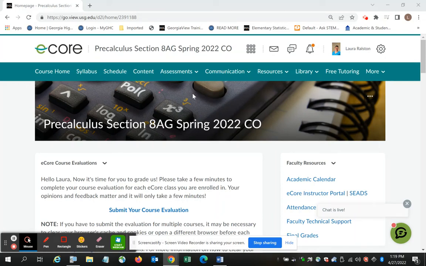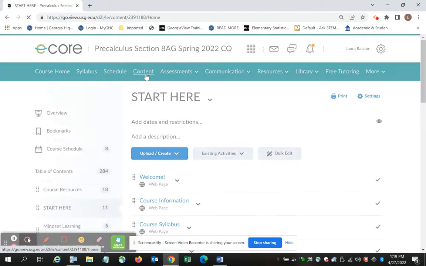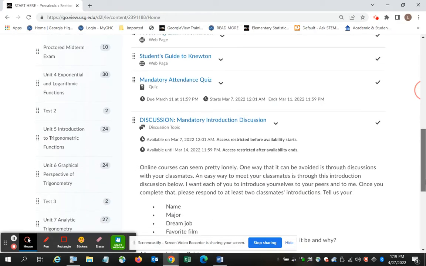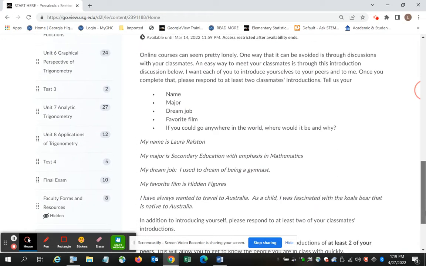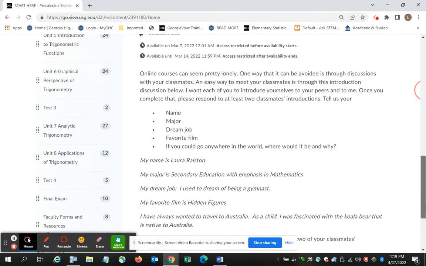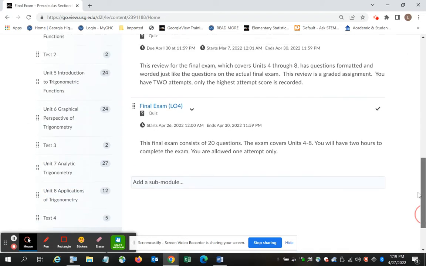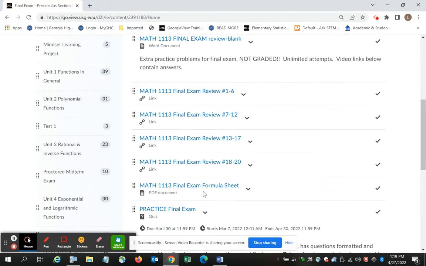I'm going to work through the problems on the practice final exam for Math 1113, but I wanted to let you know before I started in on the problems that the final exam is not proctored, which means you are able to use your notes and your resources. Also, it only covers the second half of the course, so that's units 4, 5, 6, 7, and 8. Also, if you navigate to the content under the final exam, you'll see a formula sheet.